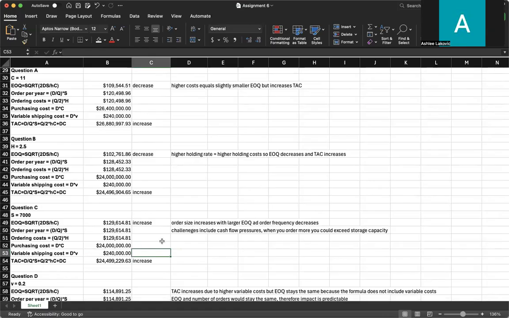Some challenges can include cash flow pressures. When you have to order more, you could exceed storage capacity, which would be a big challenge if you have no storage for all of your orders.